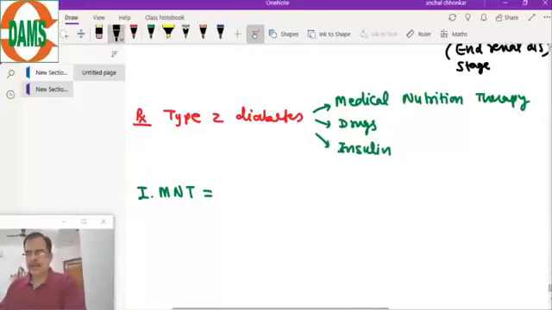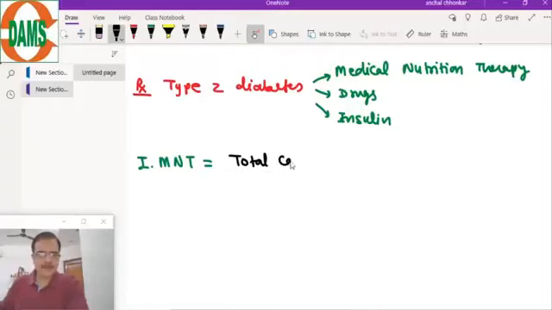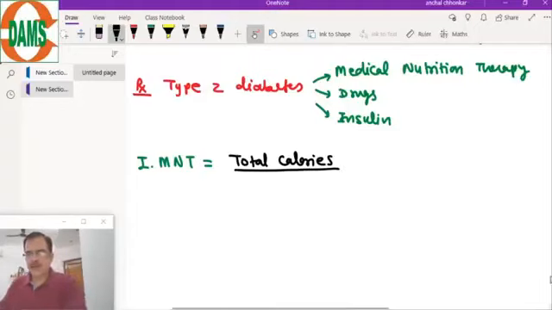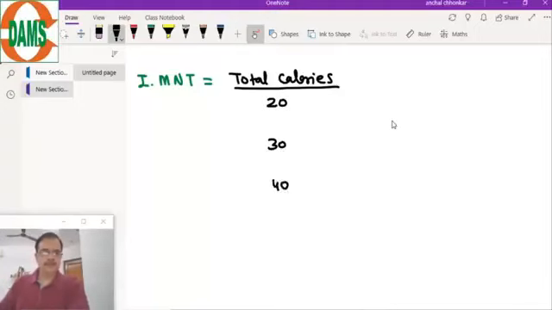The basic principle of this medical nutrition therapy is providing the calories according to patient need. This is individualized, patient to patient. So the most important part is the total calories. And there is a very simple formula to remember the total calories to be given to a patient in the diet. It is 20, 30, 40. So what is the 20, 30, 40 rule here? It is according to the patient profile.